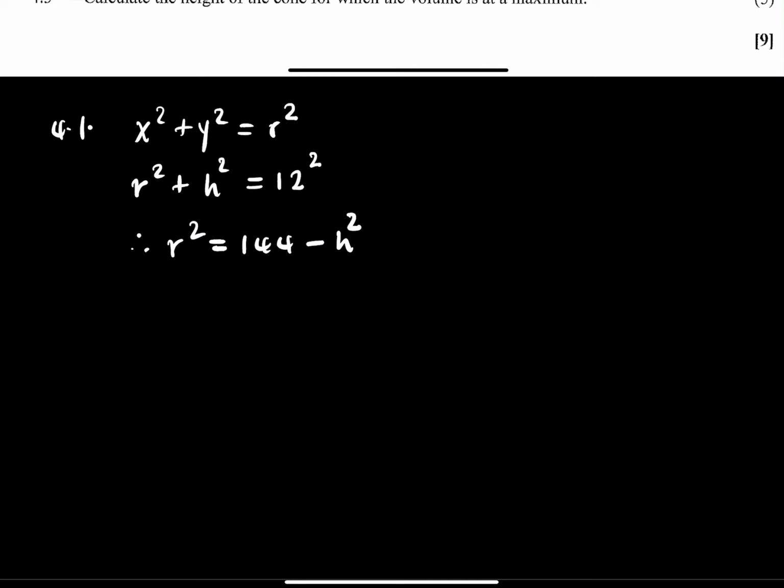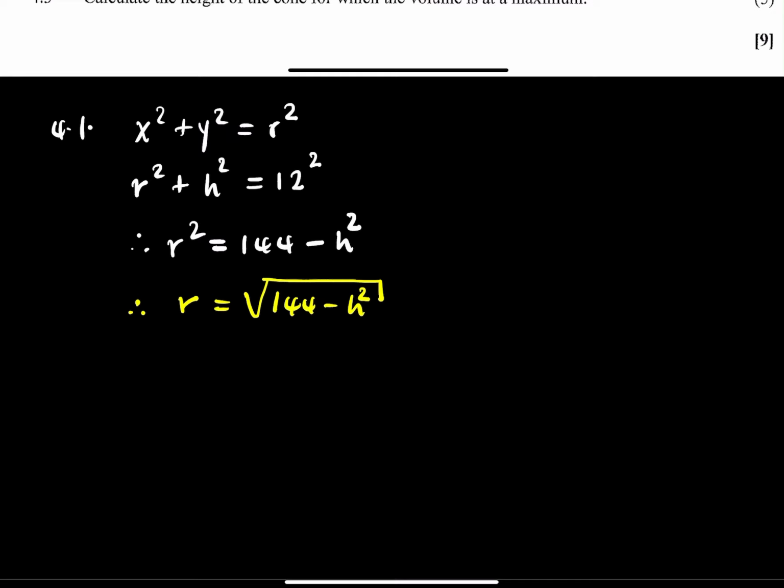Therefore, my r squared is going to be equal to 12 squared, which is 144, minus h squared. Because r represents the radius, when I take the square root I'm not going to use plus or minus. I'm just going to use the positive one because the radius is always positive. So I'm going to just write the square root of 144 minus h squared. That is the length of the radius in terms of h. You get 2 marks for that.